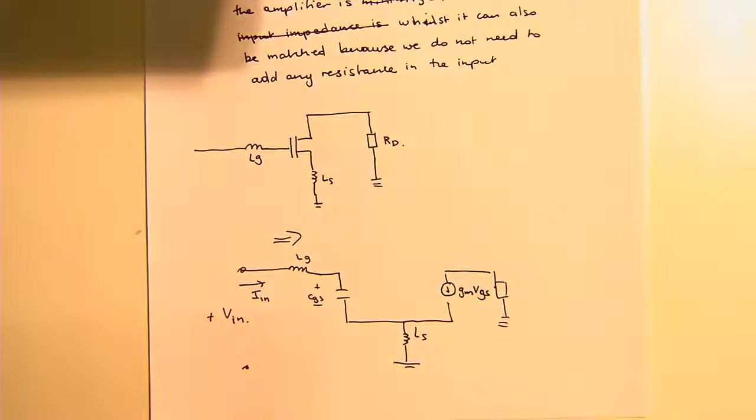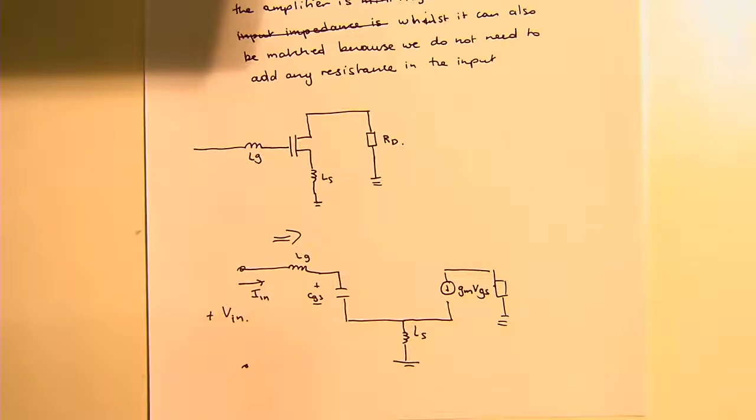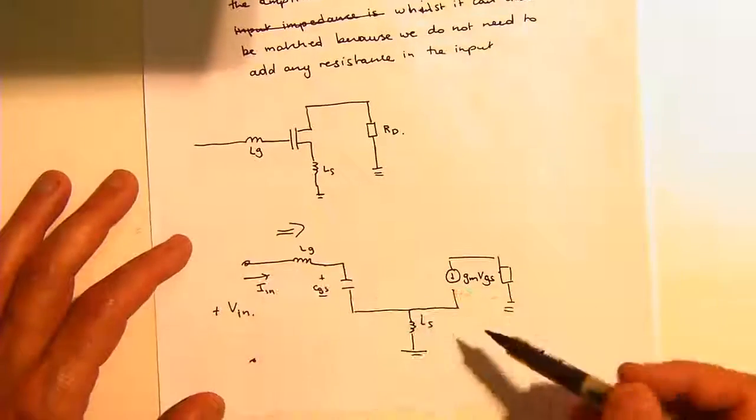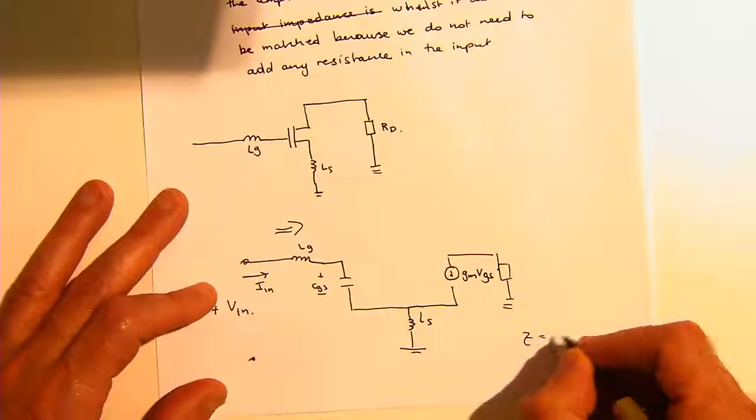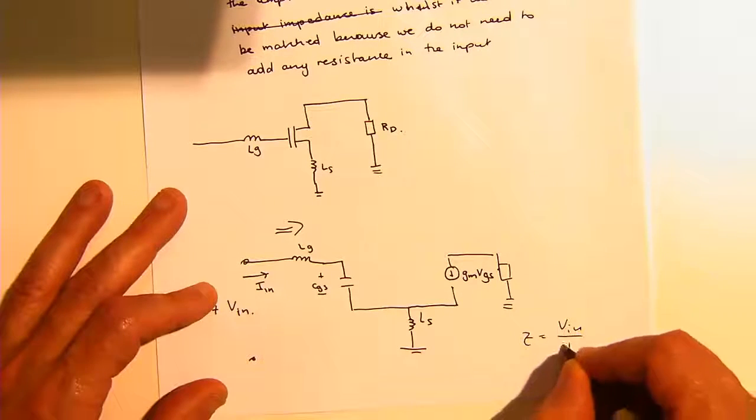Now, how would you work out the input impedance for that network? Has anyone gone through the process of working out what the input impedance is to a FET? I'm sure you've done that, right? So how would you do it in this particular network? What would be the process? As a hint, the input impedance is Z equals V in over I in, right?